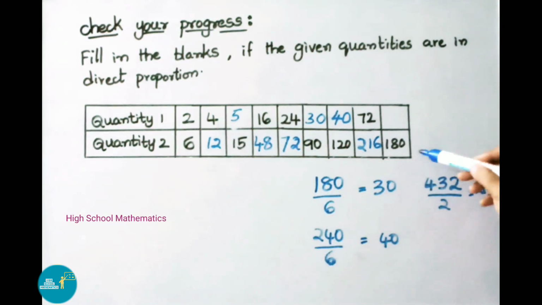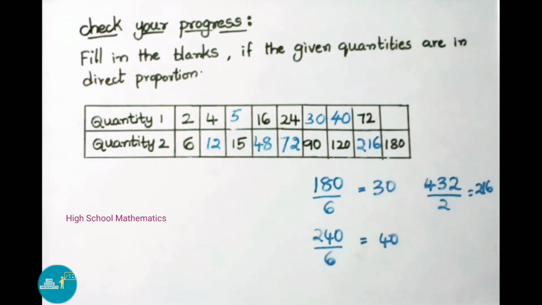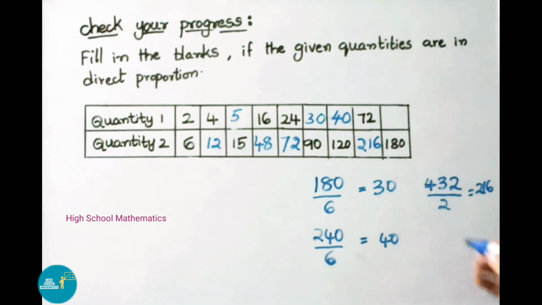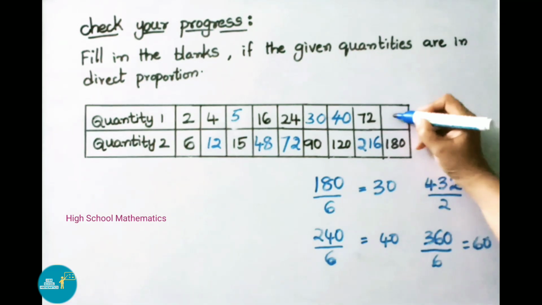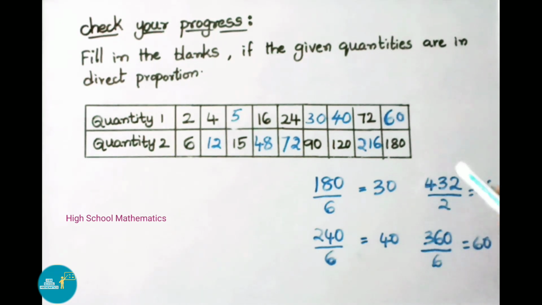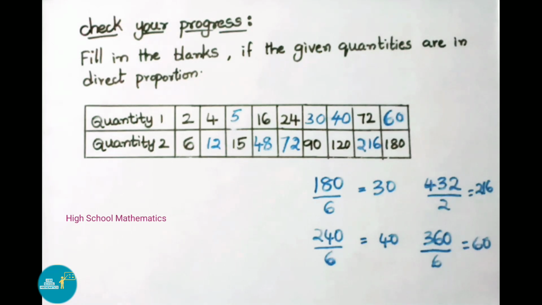2:6, unknown value is to 180. We shall do cross multiplication. 2 into 180, how much? That is 360 divided by 6. 6 table 60 times 360. So the value here is 60. So by this we have completed the given tabular form using direct proportion.